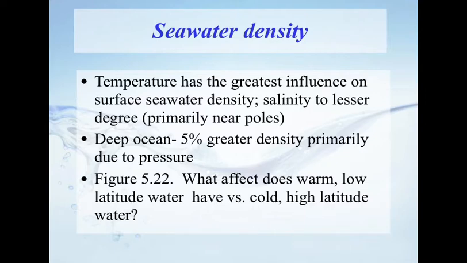The deep ocean itself is actually more dense than surface waters. 5% doesn't sound like a lot, but it's actually quite a bit. And when we're talking about the surface waters and latitude, we can compare and contrast low latitude water versus high latitude water in terms of all of the factors. If you look at figure 5.22 in the book, you'll see there's a lot to do with salinity as well. So we're going to continue to talk about that as we go on and talk about circulation.